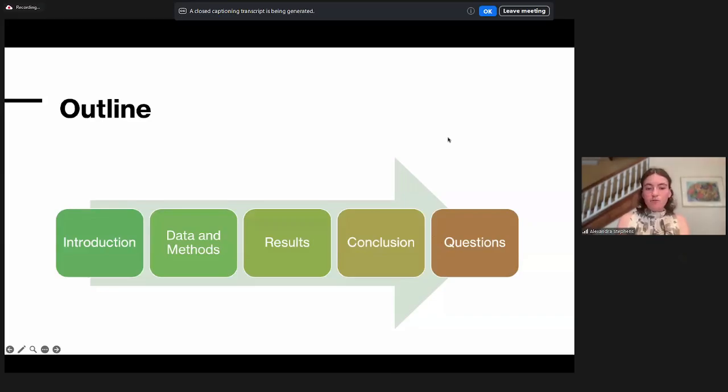During this talk, I will first start with an introduction to the Nares Strait and the specific event that we are studying. Then I will describe the data sets we are working with and our analysis methods. After that, I will show some results from this work, draw some conclusions, and finally, there will be some time for questions.